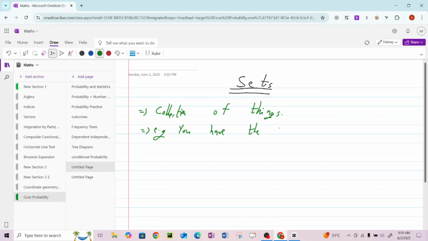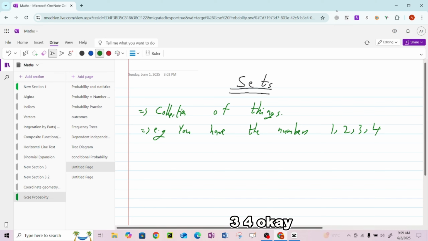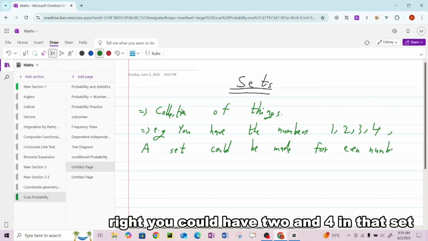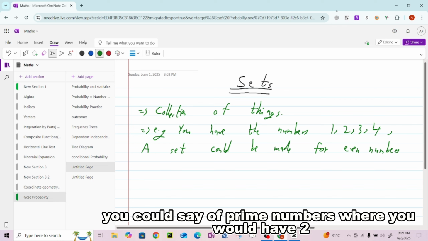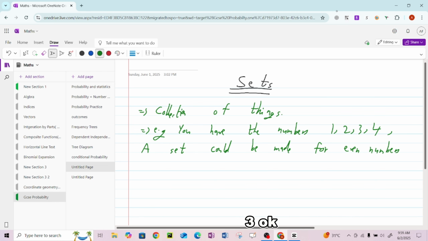the numbers 1, 2, 3, 4. Okay, a set could be made for even numbers, right? You could have 2 and 4 in that set. You could have also another set of odd numbers where you could have 1 and 3. You could have a set, you could say, of prime numbers where you would have 2, 3. Okay, so you can have different sets.